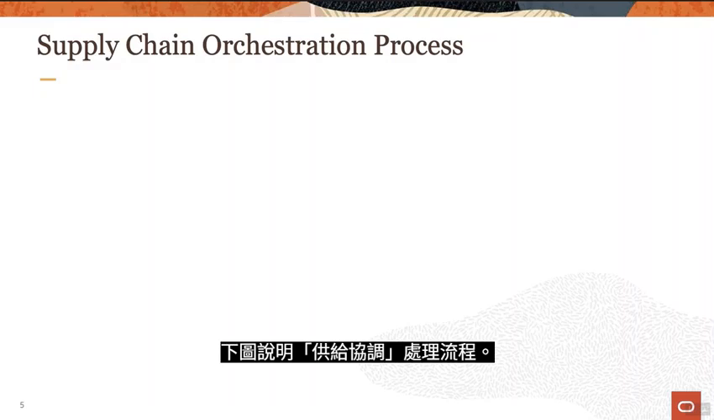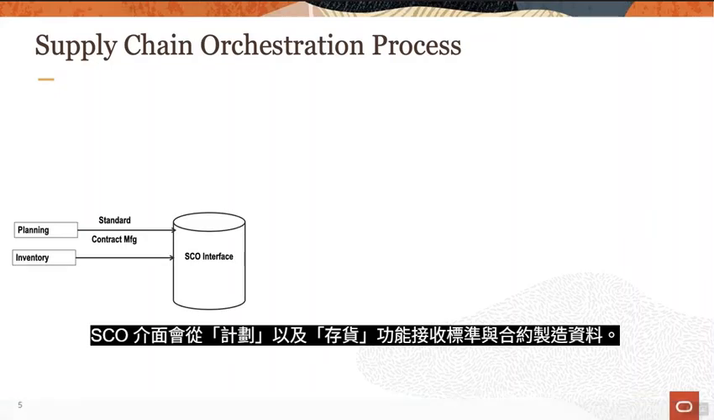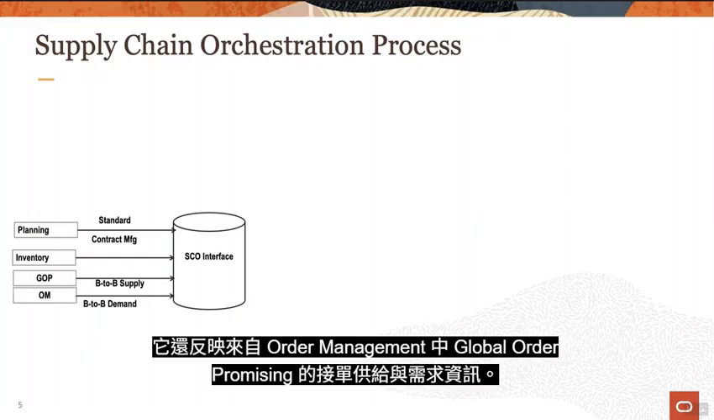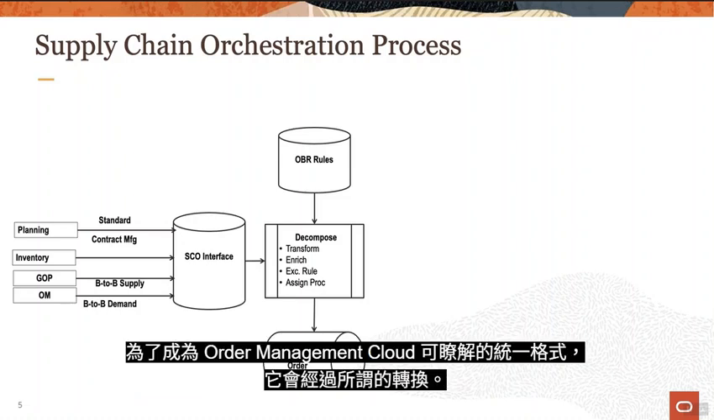The SCO interface receives standard and contract manufacturing data from planning and also from the inventory functionality. It also collects back-to-back supply and demand information from Global Order Promising in order management. The data which is now in the SCO interface is now shared with order management. In order to become a unified format that Order Management Cloud can understand, it goes through what's called transformation.